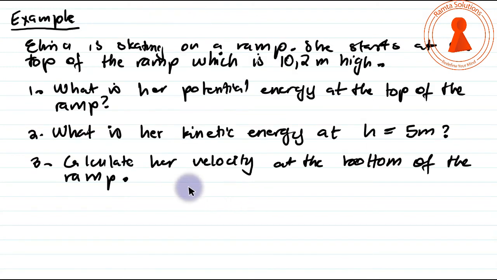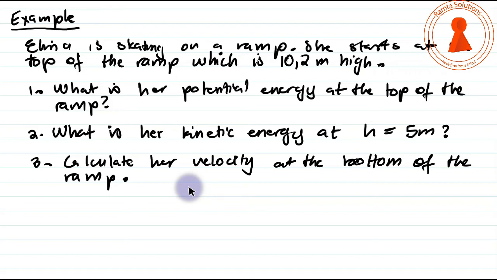Now, let's go back to the question. Elena is skating on a ramp. She starts at the top of the ramp, which is 10.2 meters high. What is her potential energy at the top of the ramp? That's the first question. Second question, what is her kinetic energy at height equals 5 meters? The third question, calculate her velocity at the bottom of the ramp.